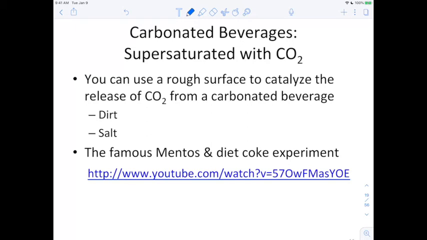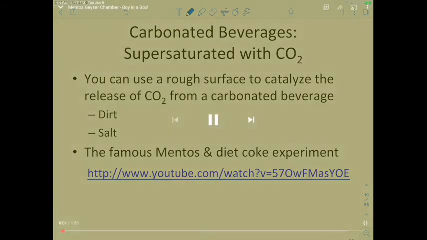So we're going to take a look at a video of the famous Mentos and Diet Coke experiment. If you haven't seen it before, it is amazing. If you haven't done it before, this is what you should do while you are staying at home on quarantine, the Mentos and Diet Coke experiment. So let's take a look at it and then we'll talk about it.